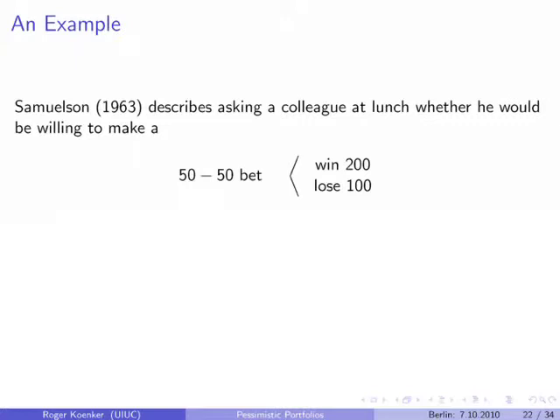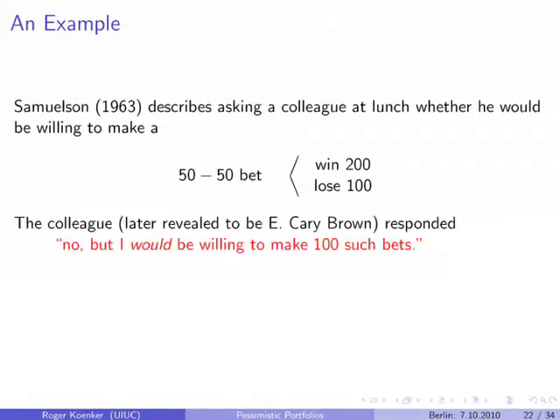But the story is that Samuelson came to lunch and offered his department chair a bet of this sort, 50-50, with a quite considerably positive expected value. And Cary Brown, who was the department chair, refused this bet. And said, no, but I'd be willing to take 100 of these simultaneously. I think maybe this is obviously a good idea, but to Samuelson, it was obviously a really bad idea.